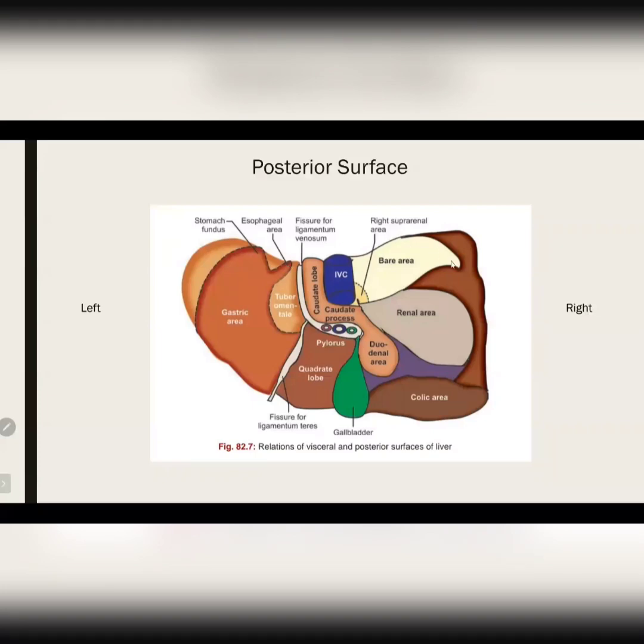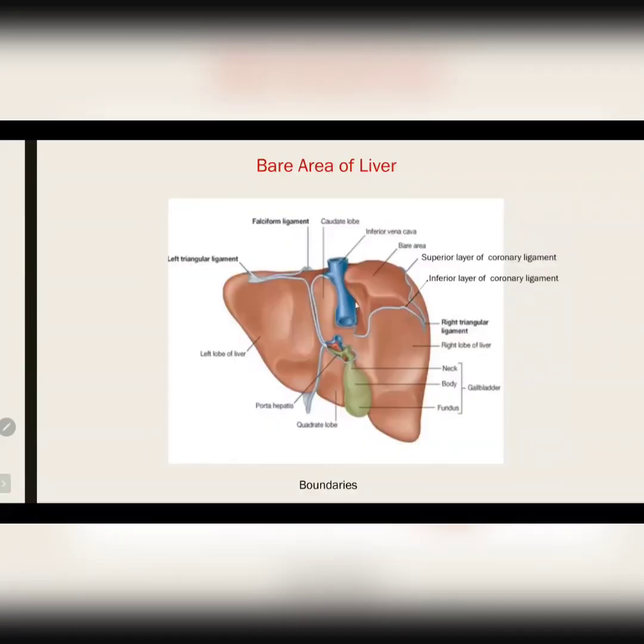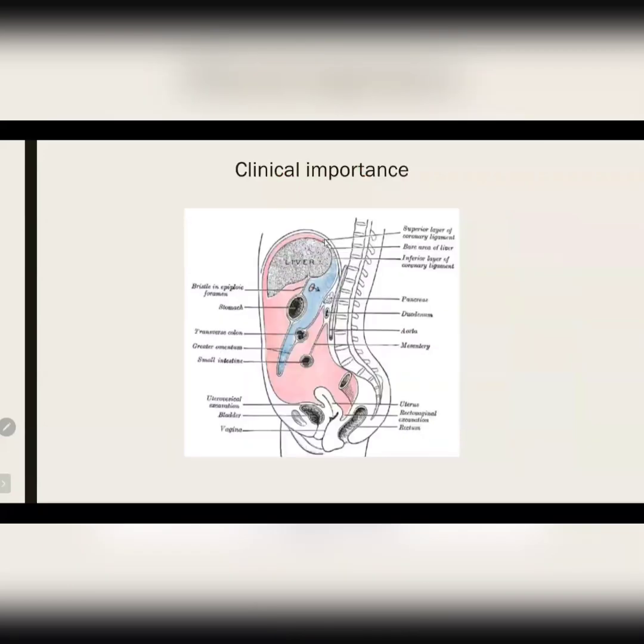Bare area of the liver is triangular in shape. Okay, here is the base and here is the apex. The base is formed by the inferior vena cava. What about the apex? What is the ligament forming the apex of the bare area? The right triangular ligament. Very good. And the other boundaries are very simple. It is just the superior layer of coronary ligament and inferior layer of coronary ligament when we take the sagittal section of the abdominal cavity.